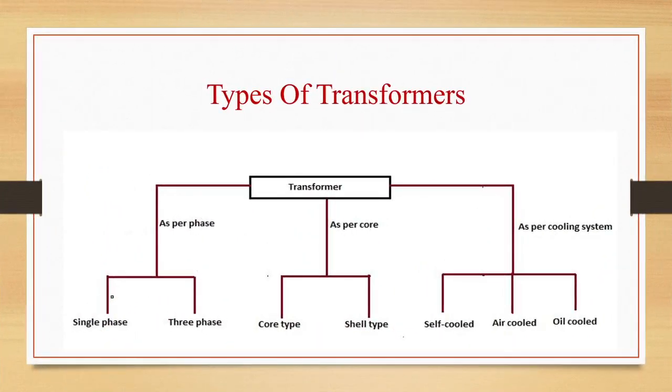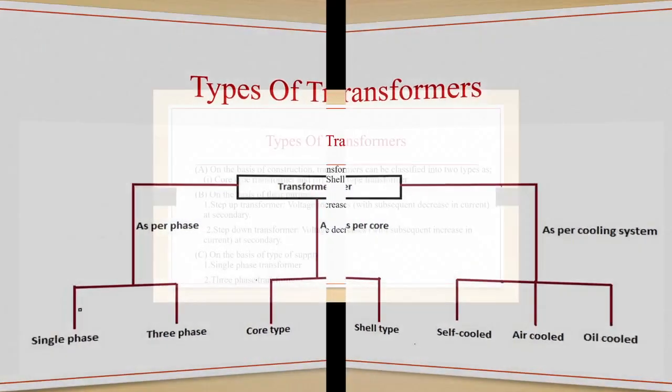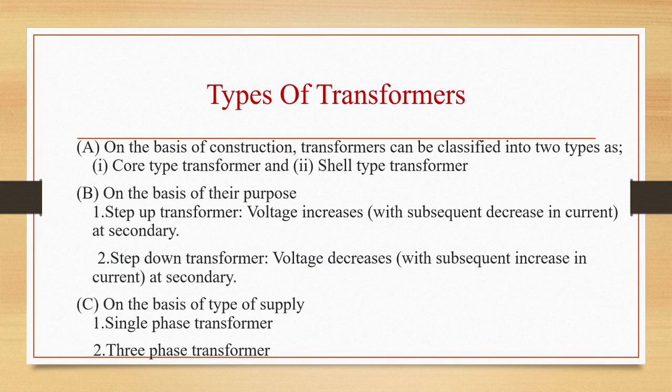So let us see what are the various types of transformer as per phase, as per core, as per cooling system. As per phase: single phase, three phase. As per core type: shell type. As per cooling system: self cooled, air cooled, oil cooled. Okay. So on the basis of construction, they are classified as core type and shell type. On the basis of their purpose: step up, step down.